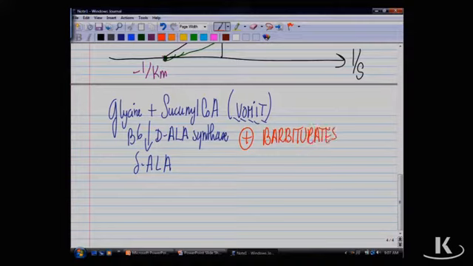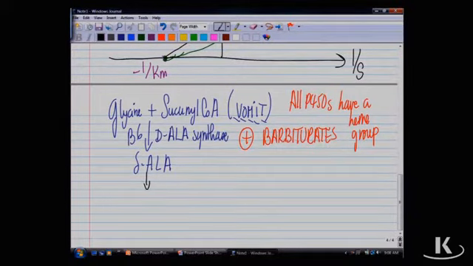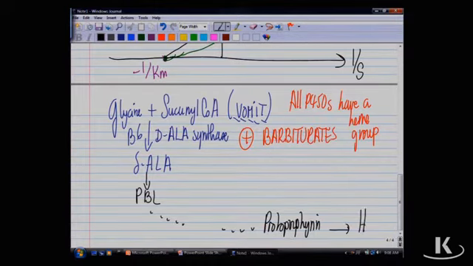Barbiturates, when they induce cytochrome P450, must also induce the rate limiting step of heme, simply because all P450 enzymes, all of them, have a heme group. So there is no such thing as increasing gene expression of the P450 protein without inducing the actual synthesis of the heme pathway. Now, from delta-ALA onwards, just briefly, remember that we dehydrate this to porphobilinogen, which I'm going to call PBG. And from porphobilinogen, we have a multitude of steps that will eventually lead to protoporphyrin, and from protoporphyrin to heme. All you need there is ferrochelatase and the addition of iron in order to make that heme group.